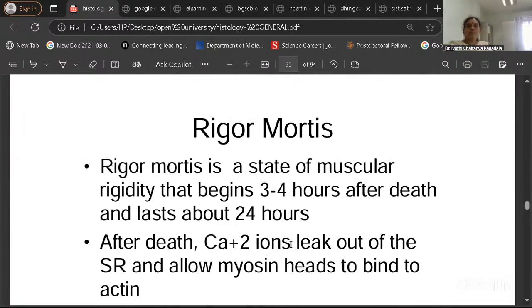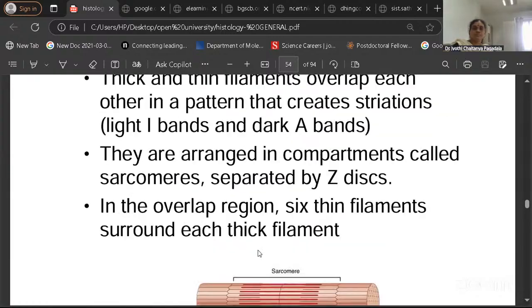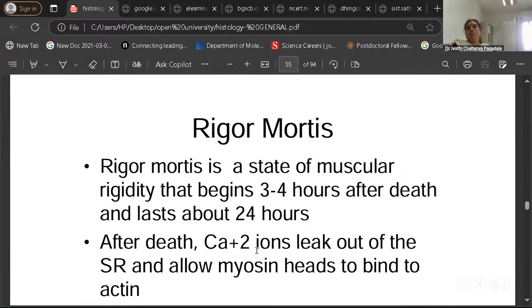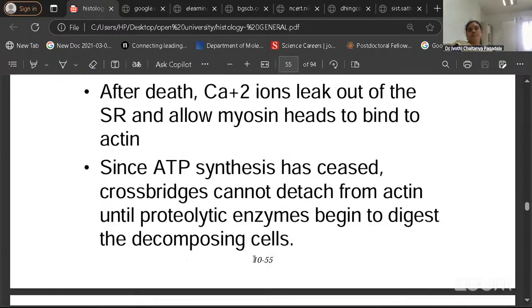Rigor mortis is a state of muscular rigidity that begins 3 to 4 hours after death and lasts about 24 hours. After death, the calcium ions leak out of the sarcoplasmic reticulum and allow myosin heads to bind to actin. Since ATP synthesis has ceased, cross bridges cannot detach from the actin until proteolytic enzymes begin to digest the decomposition of the cell.